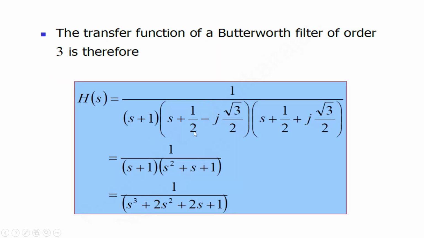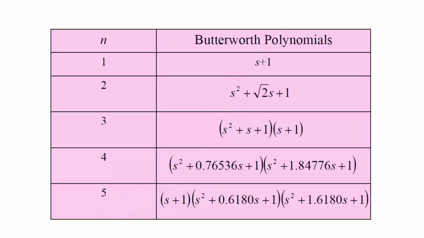It's the denominator side of the transfer function. On the numerator side, it will always be 1, because it's an all pole filter. The Butterworth filter is an all pole filter. So when n is equal to 1, it is s plus 1. We have already derived it. When n is equal to 2, it is s square plus root 2 s plus 1.